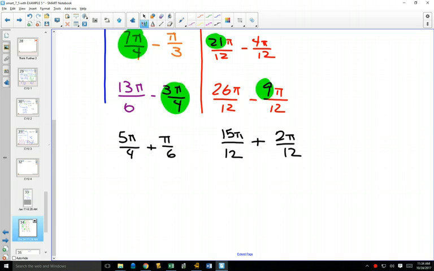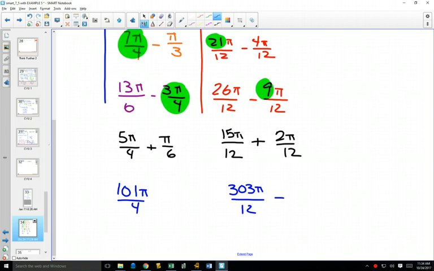I mean, you could be crazy. You could pick 101 pi over 4. Not recommended, but you could. 101 pi over 4 is the same as what over 12? Big number, right? Times by 3. 303 pi over 12. If you wanted to get 17, would you have to add or subtract? You'd have to subtract. You'd have to subtract how much? A lot. Take away 17 from 303.